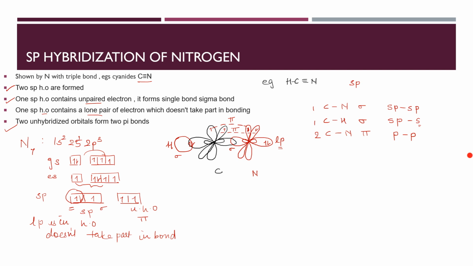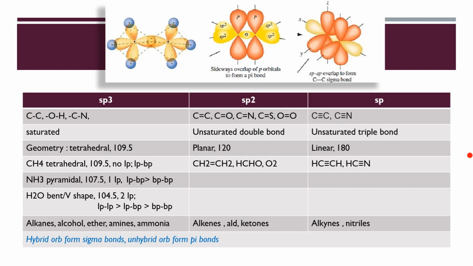Oxygen is not having a triple bond, it's having double bonds, so it will show sp2. So we haven't included oxygen over here, right? And I have summarized all the three hybridizations over here. So look at this. This is your sp3 hybridization, saturated systems. sp2 and sp are unsaturated; in sp2 you have a double bond, in sp you have a triple bond. Geometry is tetrahedral for sp3, sp2 is planar, and sp is linear.